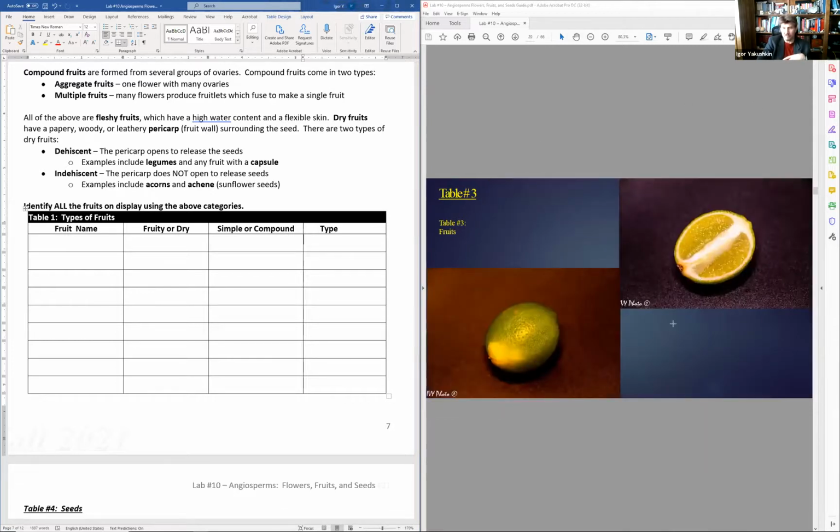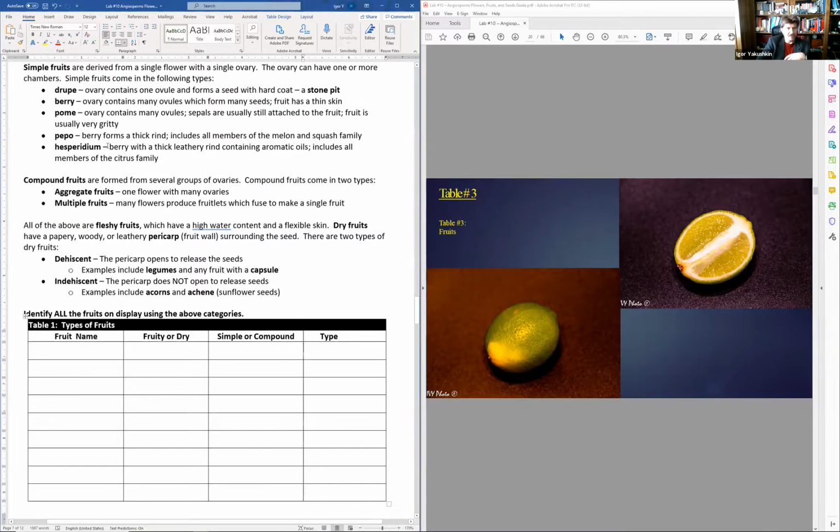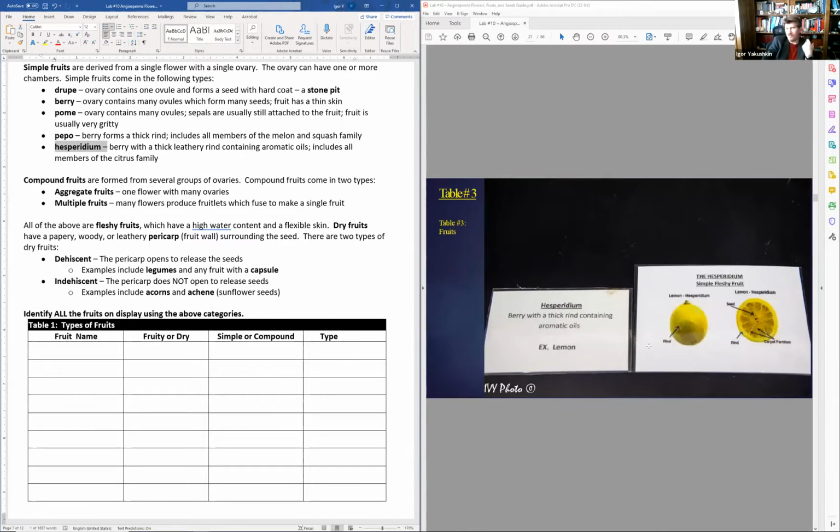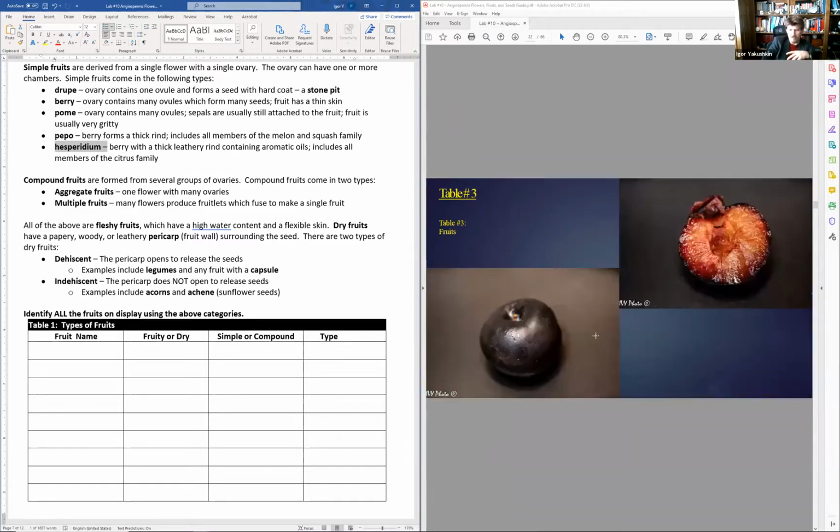So next one, that's lime. And lime is again fleshy, simple, and the type of the fruit is known as the Hesperidium. I think we have it right here, yes. That's the type of the fruit. So as the oranges and the tangerines and the pomelos and grapefruit and so on, all of the citruses, and lemons as well.